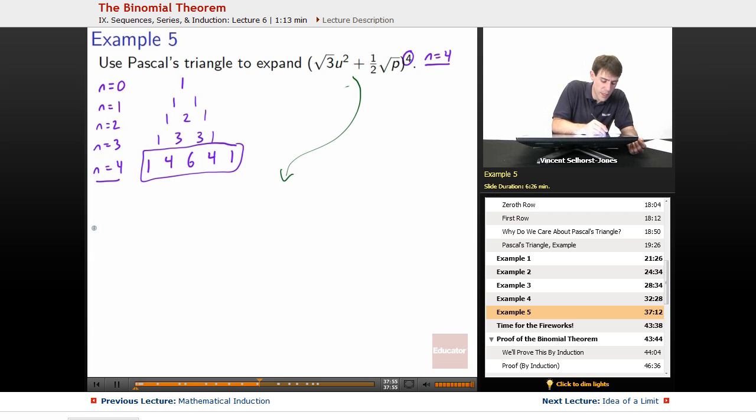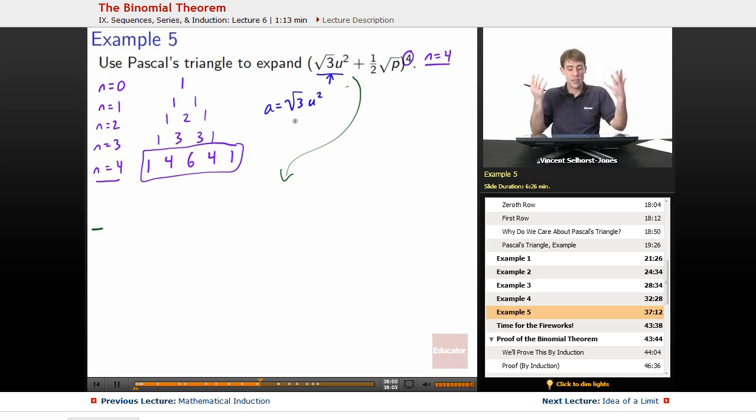So our first thing will be sum blank times, well, what's our a? That's the good thing to identify. Root 3u squared is what our a is equal to, right? A plus b to the n. So in this case, the a is all of root 3u squared, and the b is all of 1/2 root p. Okay, so we're now ready to do this.